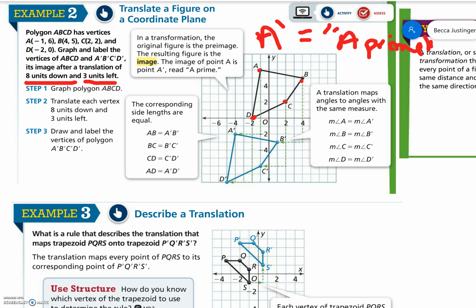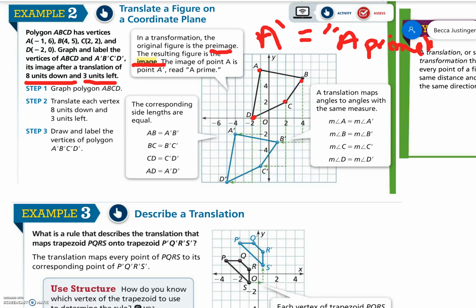In a transformation, the original figure is the pre-image. So that's what it was beforehand, previous. The resulting figure is the image. The image of a point A is read A prime. So think of it like you're an original person. I take your picture. Your original person is the pre-image. When I take the picture, I have that frozen. That's the image.